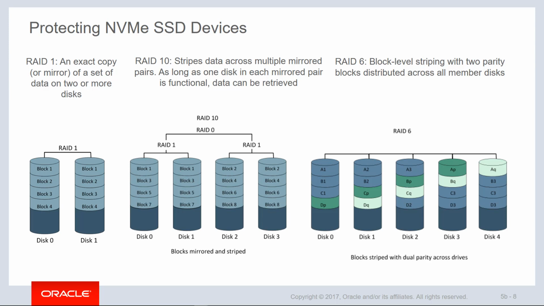RAID 6 is block level striping with 2 parity blocks. So in this instance, we would have 2 of the available drives dedicated for parity, meaning we could lose up to 2 physical drives without losing any of our data.